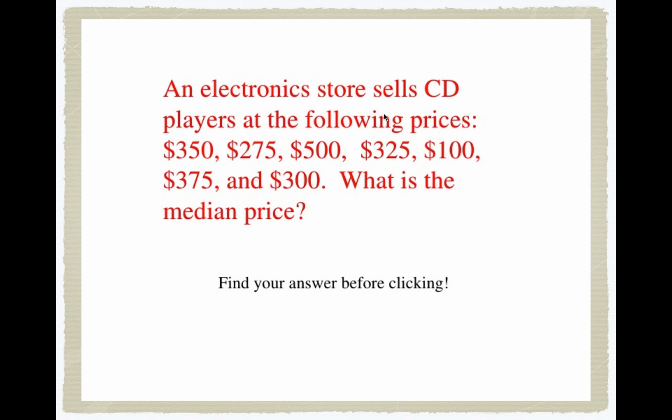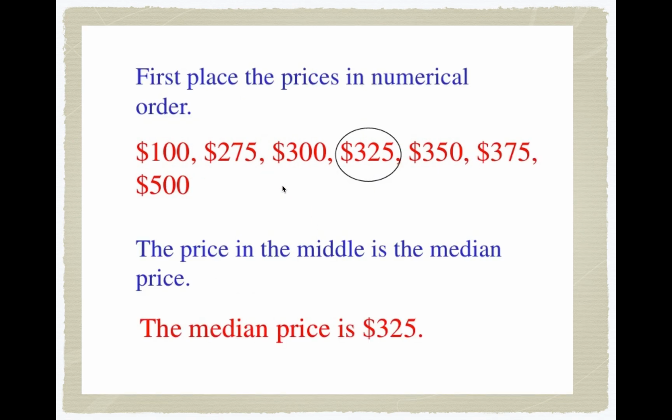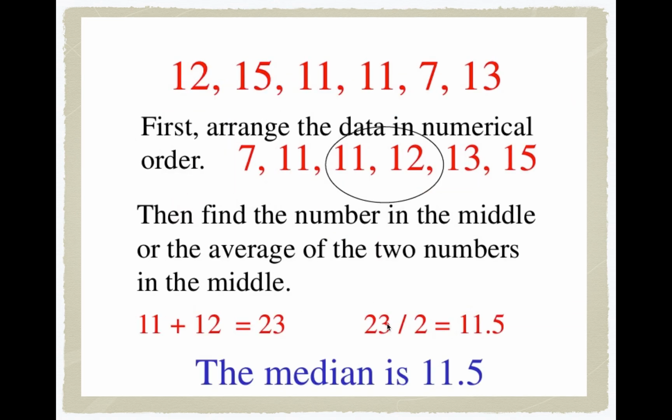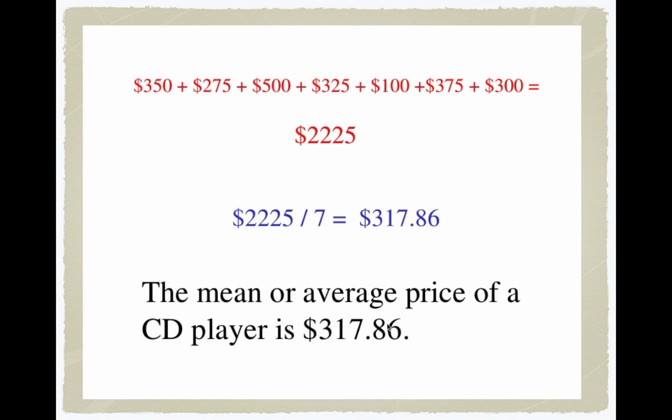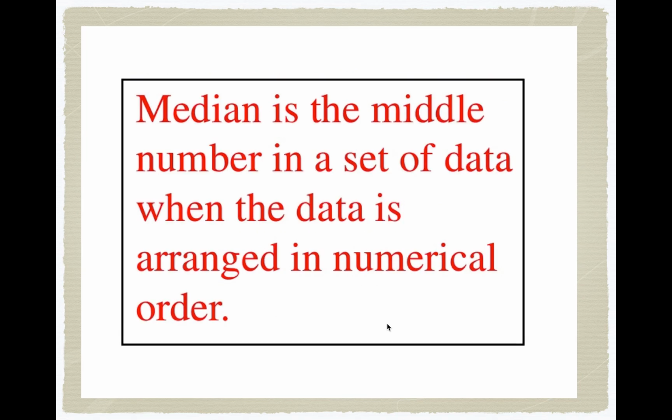Now, an electronic store sells CD players at the following prices. What is the median price? So what we need to do now is arrange these from smallest to largest. And we get the median price is 325. Okay, so the median price is 325. Now it's kind of similar to the average, okay, but you can see that the median is a little bit higher here.